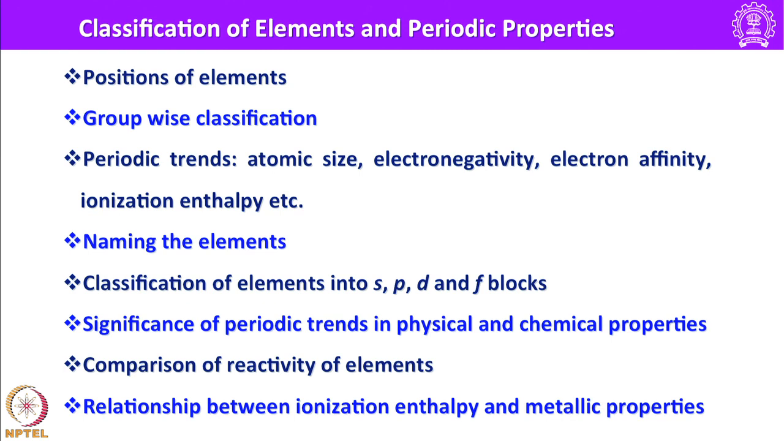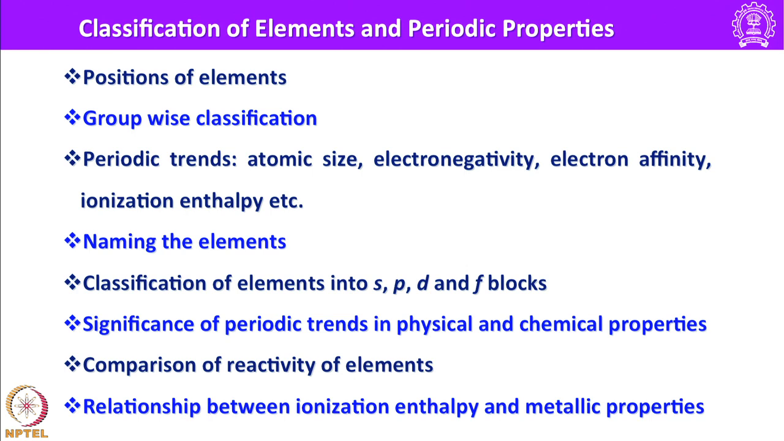Under this, we shall try to focus on some of the points I have shown here. First of all, let us try to understand the position of elements and how the elements find a position in a particular place in the periodic table, and how the classification has been carried out group wise as well as row wise, and then look into the periodic trends. When we talk about periodic trends, we should look into terms such as atomic size, electronegativity, electron affinity and ionization enthalpy, and then let us try to understand how to name the elements.